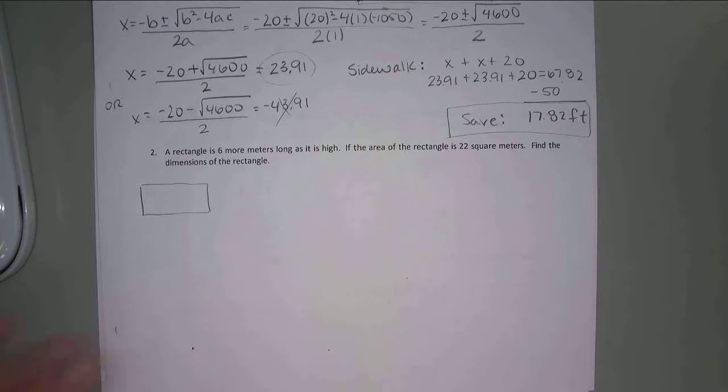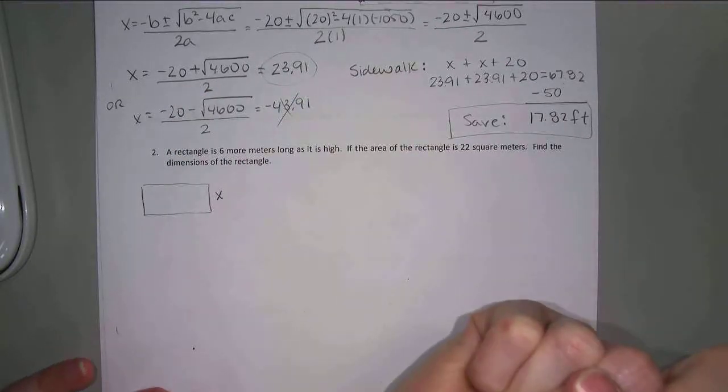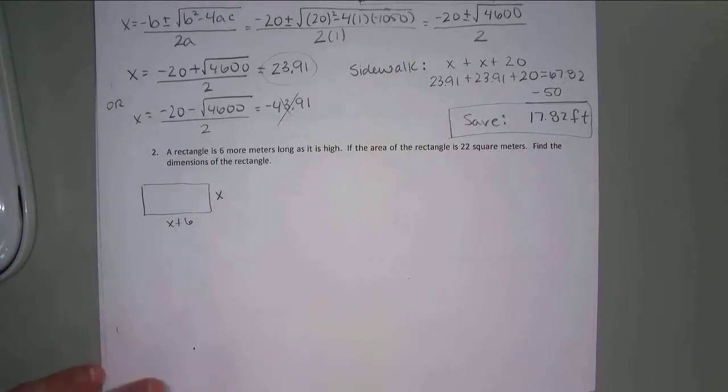Do we know how tall or long it is? No, but we know it's 6 more meters long as it is high. So since it's talking about the height, we'll put x, and how do we show 6 meters more than that? Plus 6. X plus 6 for the length there. You got it.